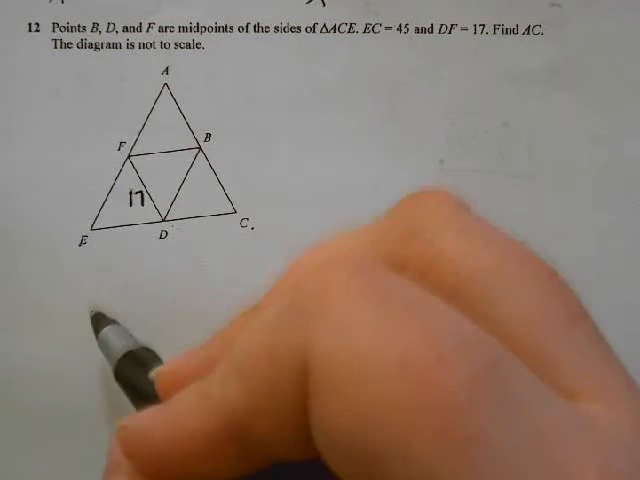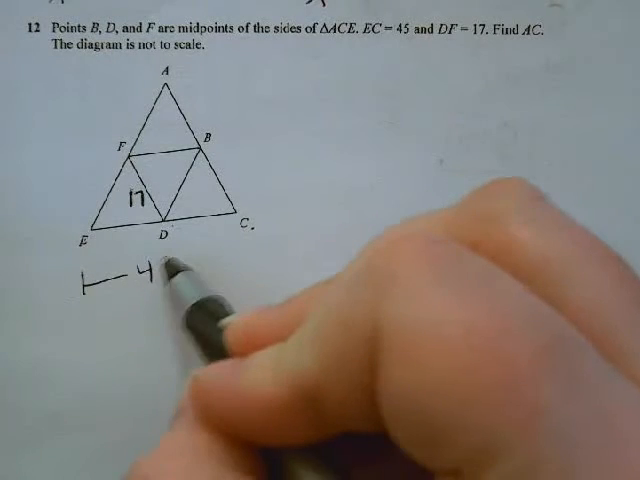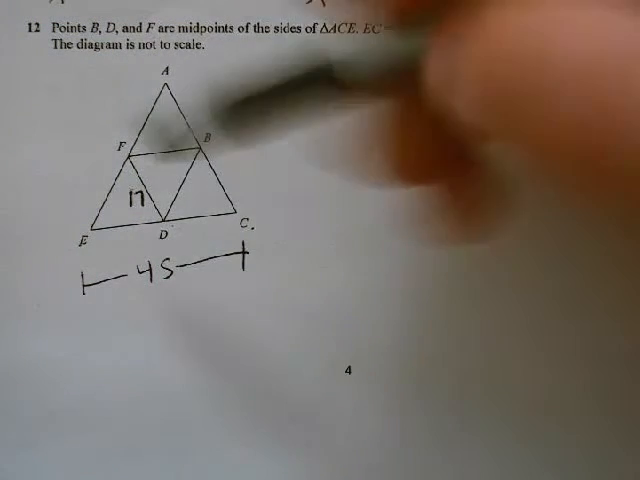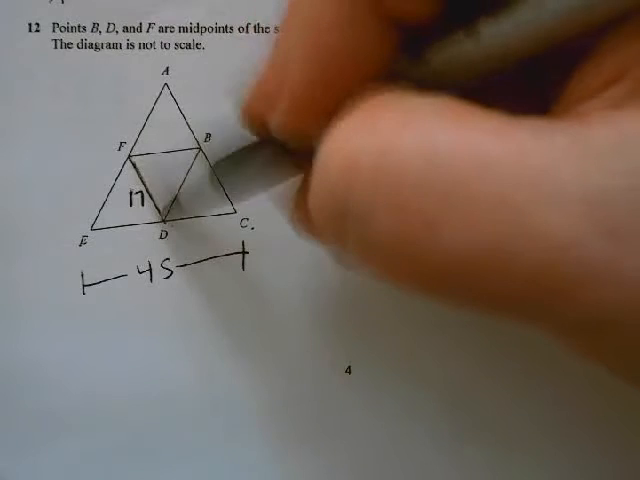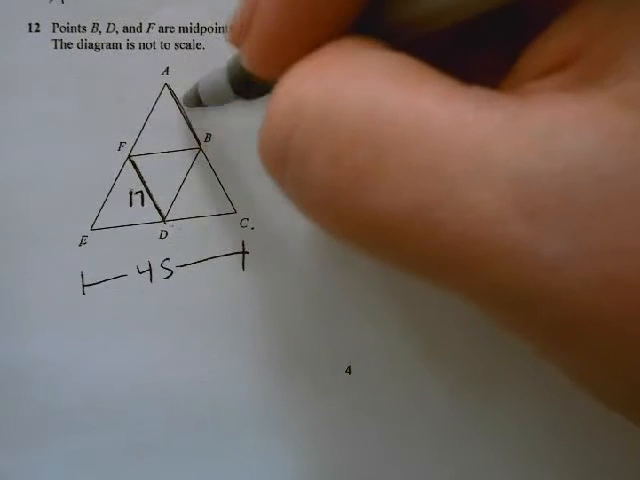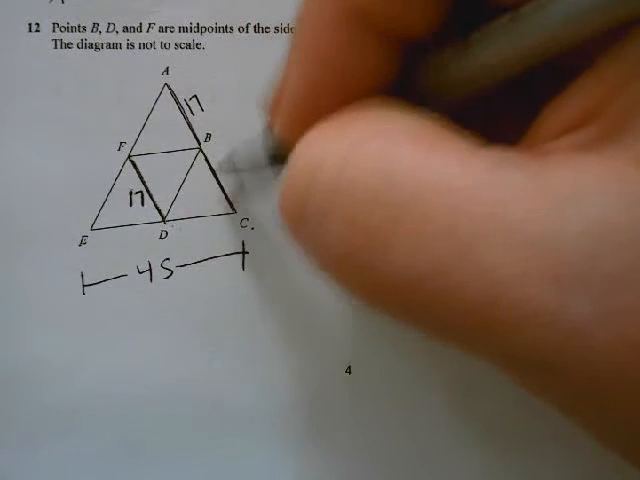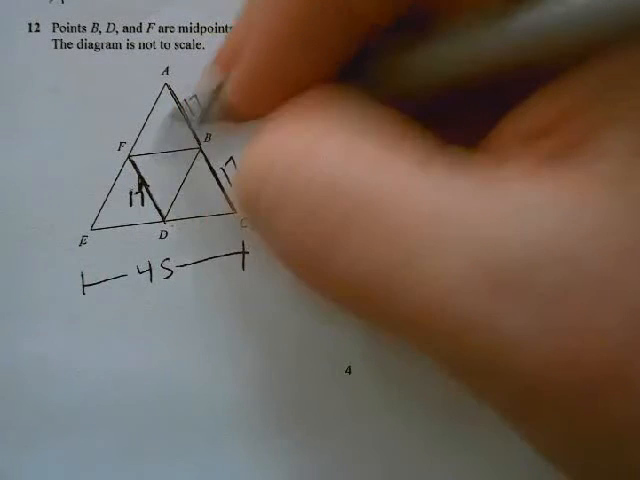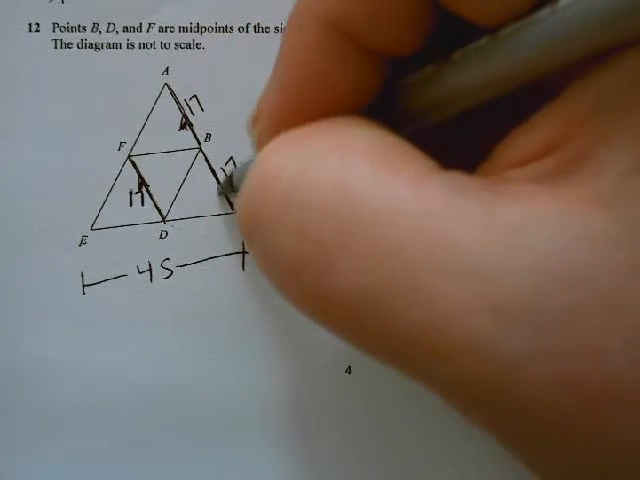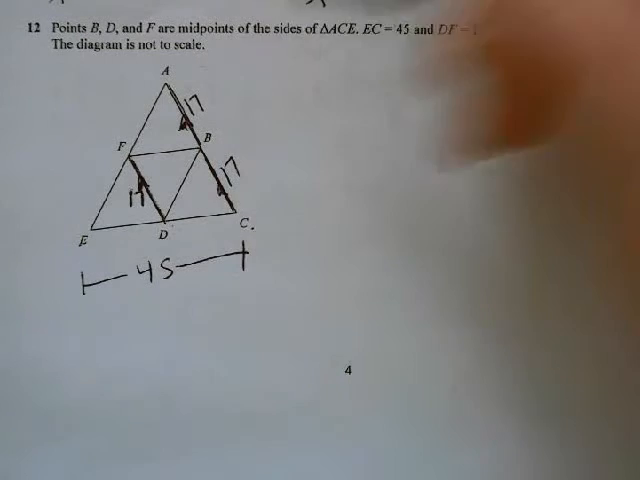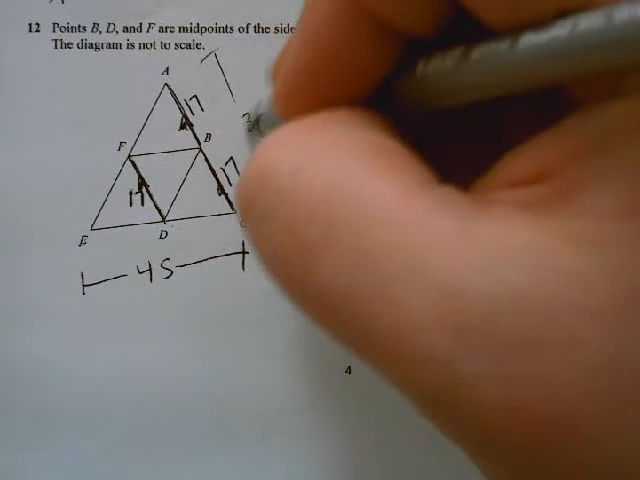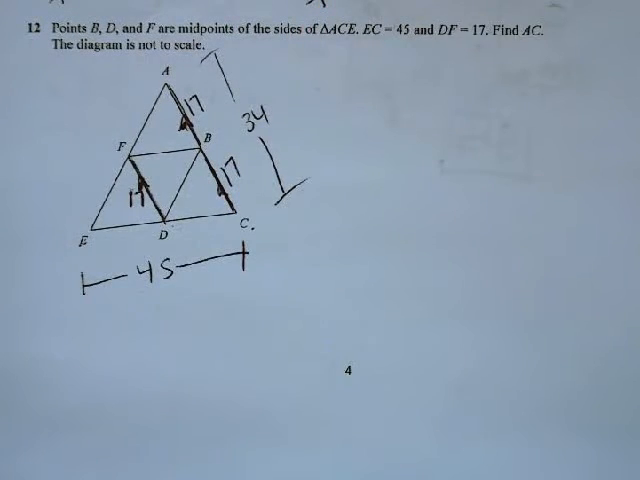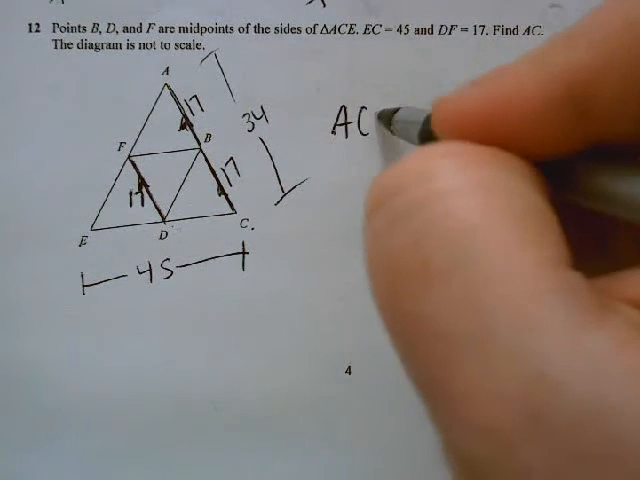Alright, so it says EC is 45. What we should know is that with our mid-segment, this length is 17. So is this one, and so is this one. I always say, remember, it's because these are the ones that are parallel. And 17 plus 17 is 34. So AC is 34.